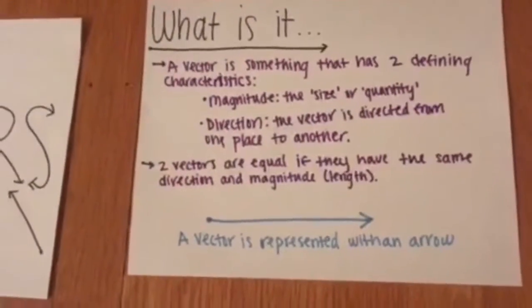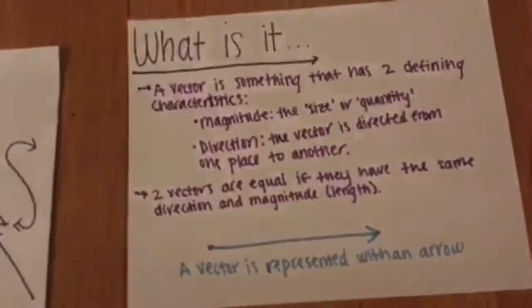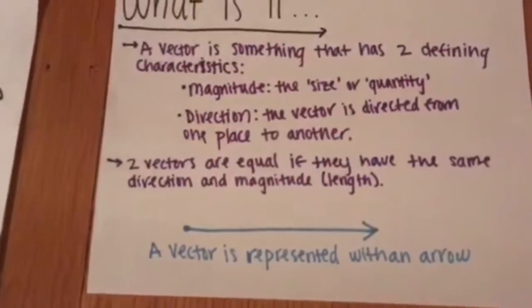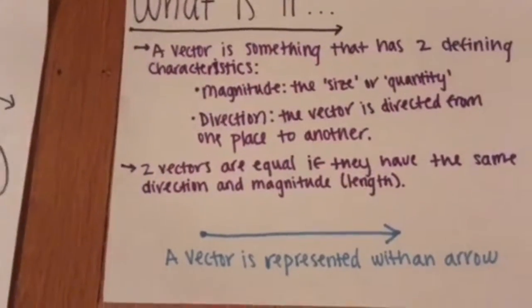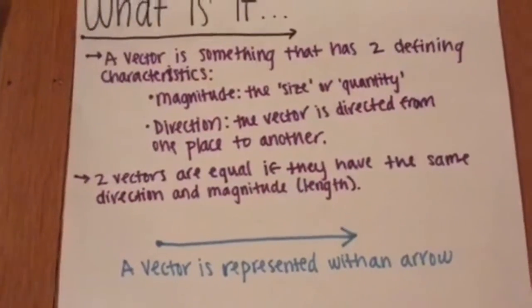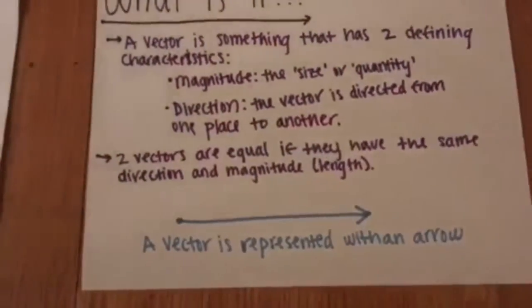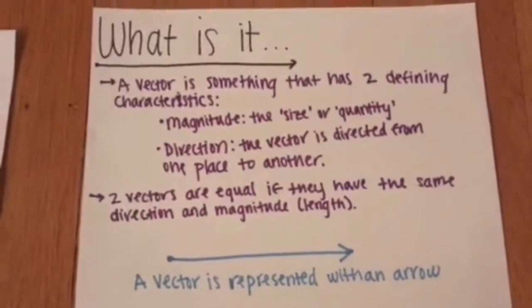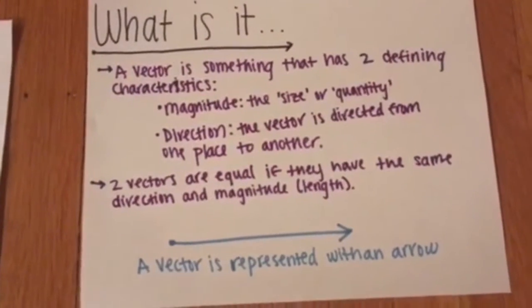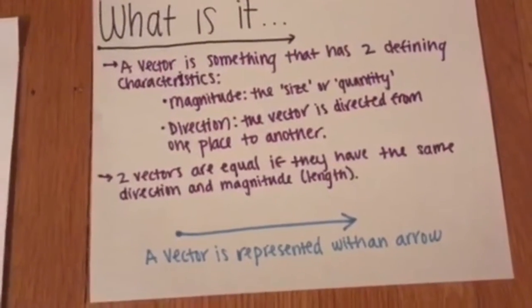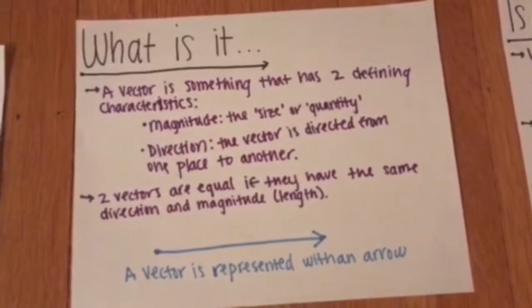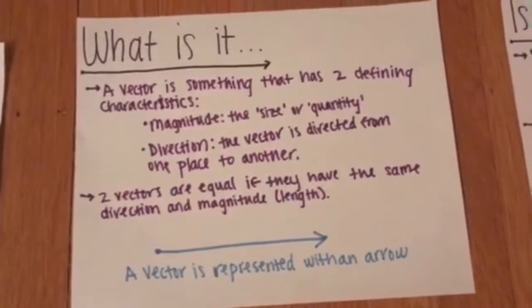A vector is anything that has two defining characteristics. One of them is magnitude, which is the size or quantity, and the other is direction, where the vector is directed from one place to another. Two vectors are equal if they have the same direction and magnitude, which is length. The vector is represented normally with an arrow.